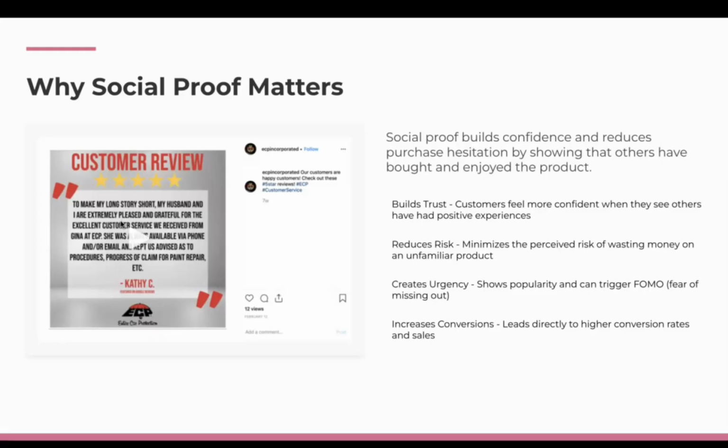So why is social proof so important for selling products and services? Well, social proof helps potential customers feel confident that others have bought and liked the product or service, reducing the fear of wasting money and increasing the likelihood of a purchase.